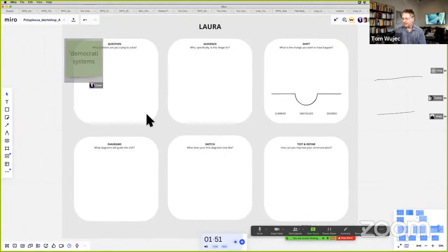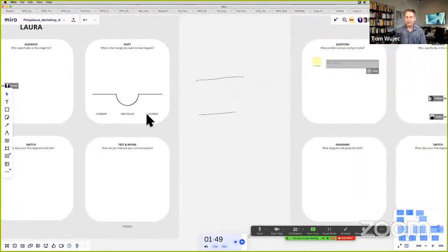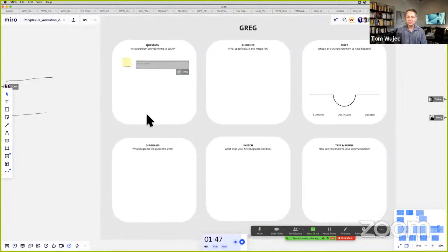Go ahead and start posting your sticky notes. Again, just using sticky notes. We're going to go ahead and type in 3 questions at least. You know, one of the principles of design thinking is don't stop at the first one.